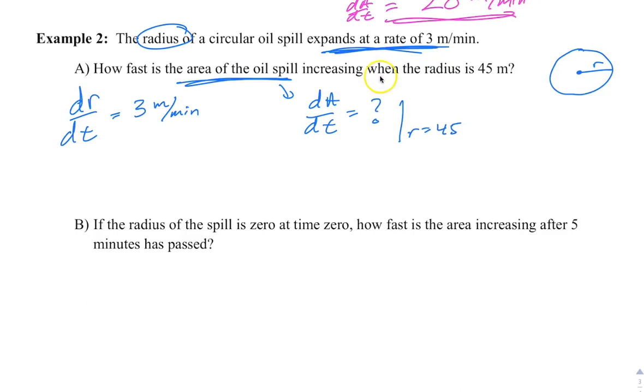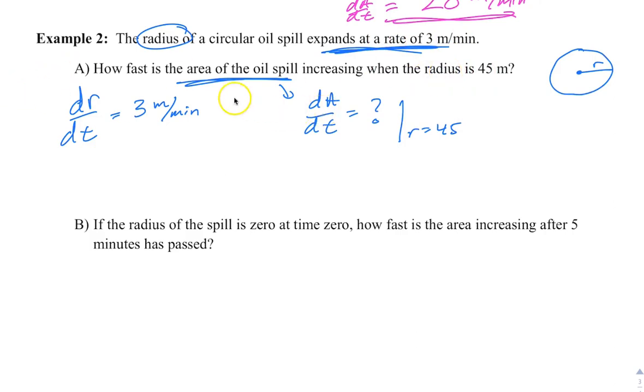Right, so my given is dr/dt equals 3, how fast my radius is increasing. It's increasing at a rate of 3 meters per minute. I want to know how fast the area is increasing. That's why it's dA/dt when the radius is 45. Again, 45 is not a constant. It says, when the radius happens to be 45, because my radius is expanding, how fast is the area increasing?